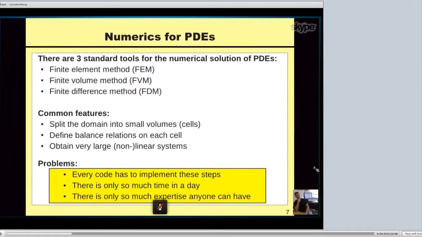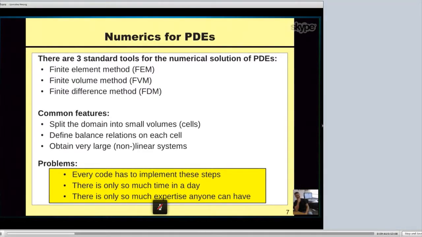Now, every code that solves a PDE has to implement these steps. Every code that solves a PDE has to have some sort of representation of a mesh, has to have some sort of representation of these balance relations, and has to have some sort of representation of the linear system or the nonlinear system that we want to solve together with the solvers to actually come up with the solution of these linear systems.